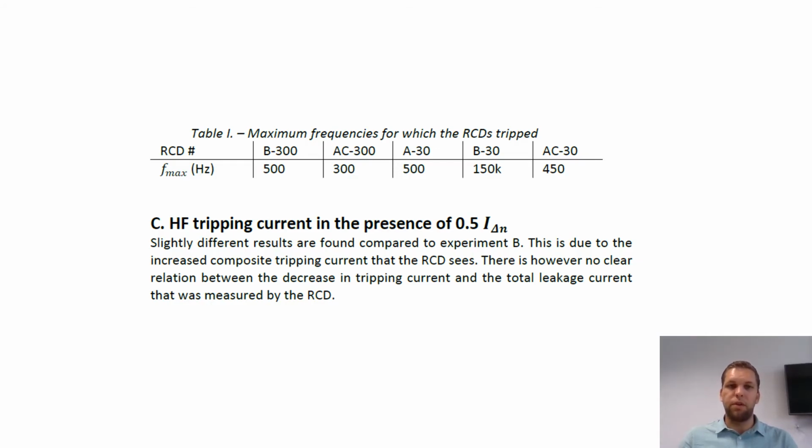The third experiment was to see if a combination of a high frequency tripping current in the presence of a leakage current at 1/2 of the weighted tripping current gives different results. And there were slightly different results found compared to experiment B, but it was unclear if this results due to the increase in fundamental and composite tripping current, and no clear relation was found between the increase in tripping current in both cases.